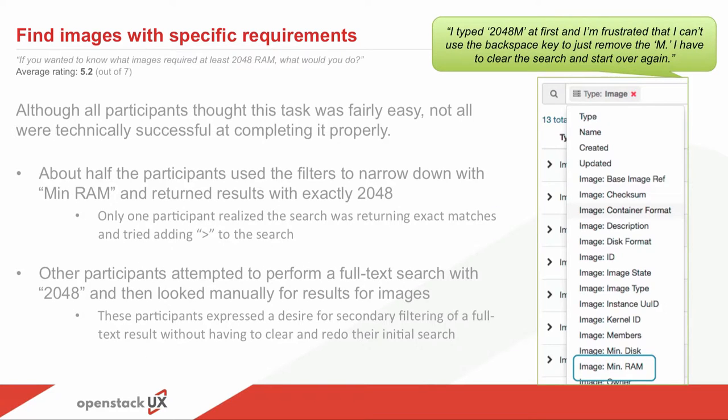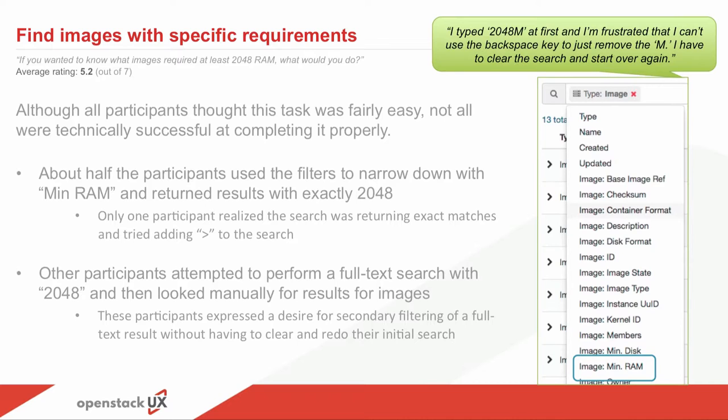For the second task, participants found images with a specific RAM requirement. In this case, they were looking for images with at least 2048 RAM. Most people felt this task was easy, but a couple people had trouble getting used to how the search worked for this task. Most of the participants used the filters, and many of them found the minimum RAM subfilter and then searched for the string 2048.